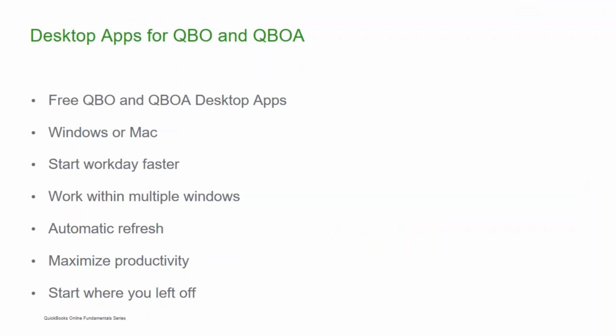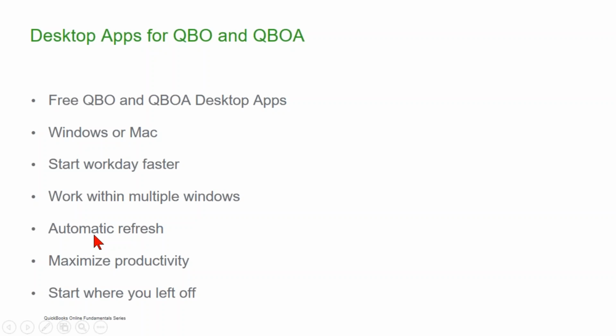Now, these are apps that you can use on Windows or Mac. So it's QuickBooks Online / QBOA, because it's one app that will allow you to access both QuickBooks Online and QuickBooks Online Accountant. You can download the app for Windows, download the app for Mac. Allows you to kind of work faster because you can open it quickly. You can work within multiple windows. So it's called multiple windows in this app, as opposed to when you're in Chrome, it's tabbed browsing.